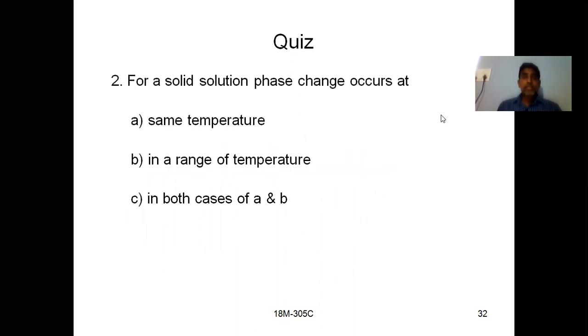And if you see this one, for a pure metal, phase change occurs at a definite point. For a solid solution, it is a range of temperature. So what is the answer? B, in a range of temperature.